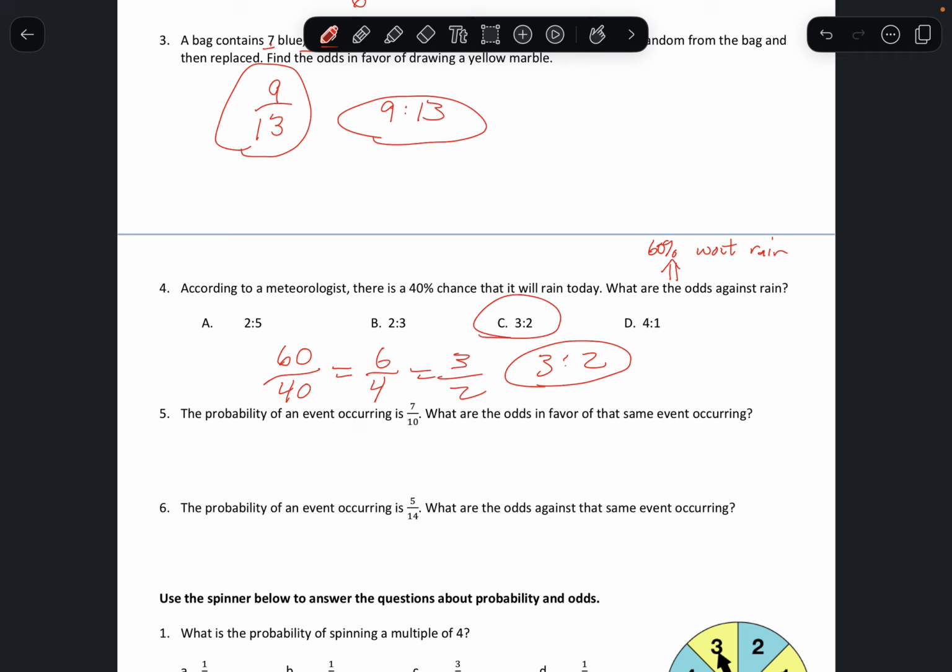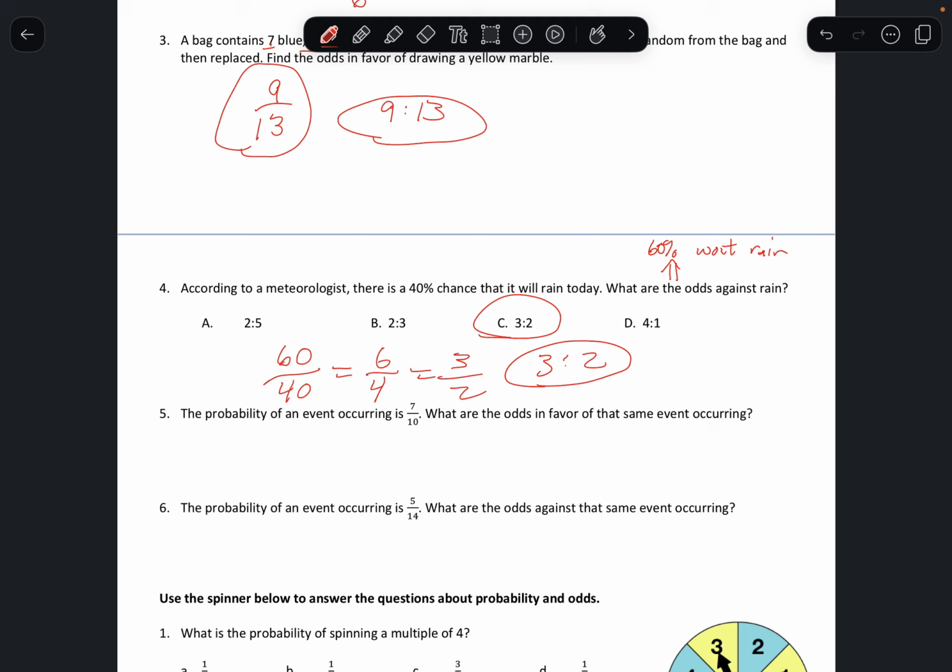Okay, the probability of an event happening is 7 to 10. What are the odds in favor of the same event happening? This is where we have to be careful, because they're giving us probabilities, which means we have to think about using the probabilities to help figure out odds. So the probability of the event is 7 out of 10. If you think about this, there are 10 total options.